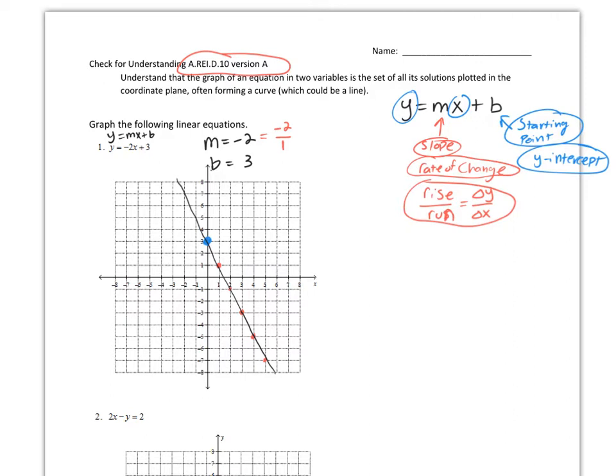Well, here's the challenge, is they don't always come in this y equals mx plus b form. Sometimes they come in something called standard form. And standard form is when the numbers are kind of in different places. And my recommendation to students when you have this problem is to change it into a different format.